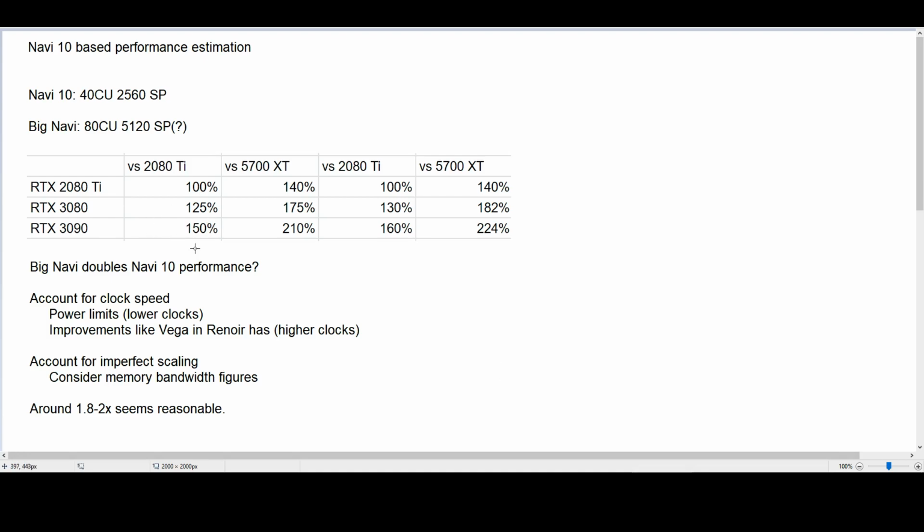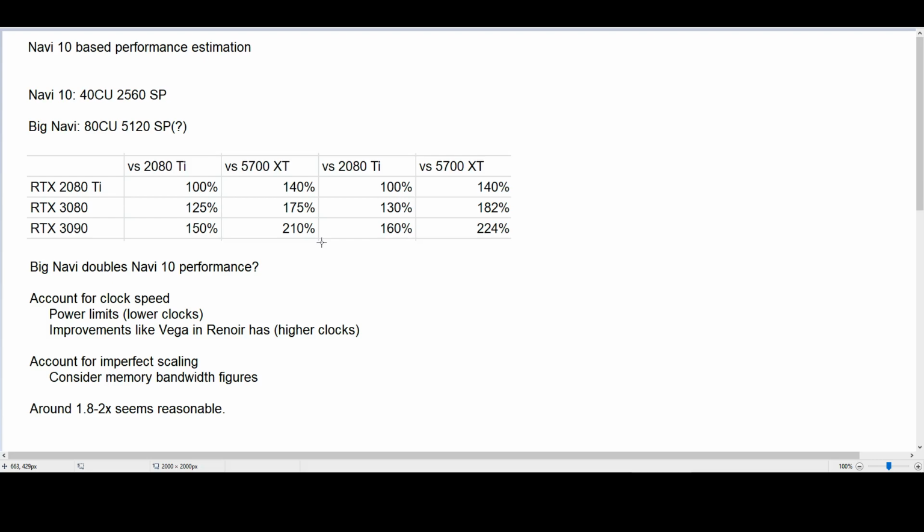But say 50%, if we normalize that to the 5700 XT, we get the 210% for the 3090 over the 5700 XT. If we went with that more ambitious 60% figure of the 3090 over the 2080 Ti, then we end up with 224%. If we went with a smaller number, you get the point, it ends up in roughly the same ballpark. So anyway, Big Navi doubles Navi 10 performance.